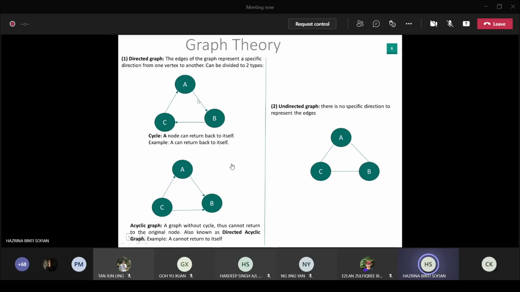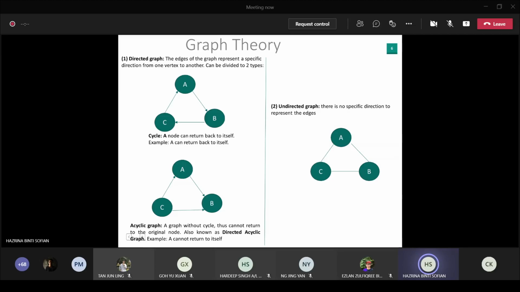It will be two-way. For the directed graph, we can also subdivide it into two divisions. One is the cycle. So let's say this is the start. A node can return back to itself. So it is cycle. Example, A can return back to itself: A goes to B, goes to C, and goes back to A.